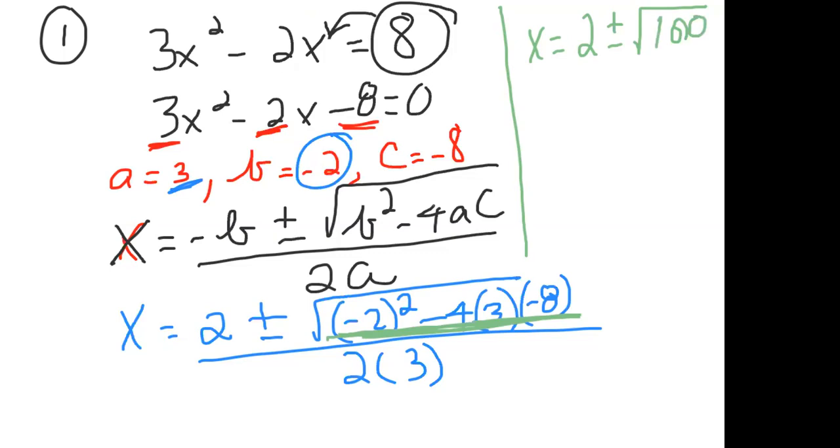Okay. So do it on your calculator. See if you're getting that 100. If you're not getting that 100, something's wrong. And all of this is divided by 6 because 2 times 3 is 6.